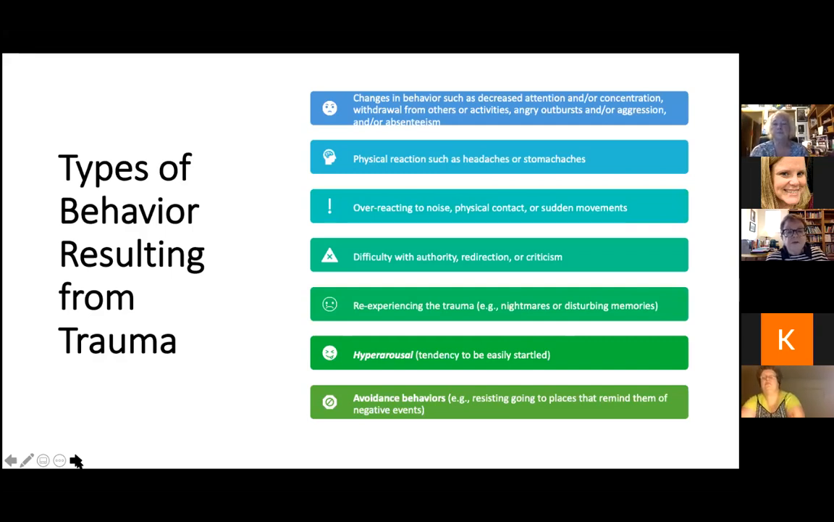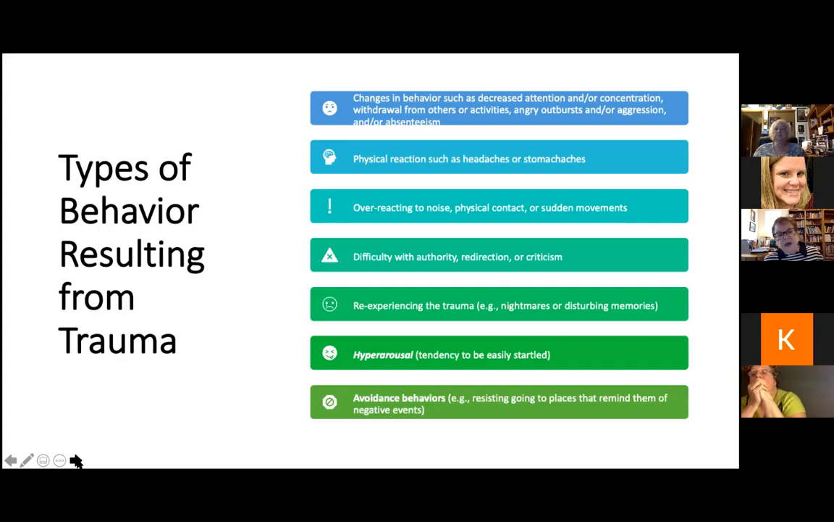So the types of behavior that might result from the trauma could be, so they definitely would have decreased attention or concentration, and they might withdraw from others, or they might have angry outbursts or aggression or extreme absenteeism. So you can have one or both in terms of the stress that they're under when they're experiencing new learning activities that they're not comfortable with or don't understand. They can become very withdrawn and silent, or they can be very angry and slam their fists or take their aggressions out angrily, or they just don't come to school.